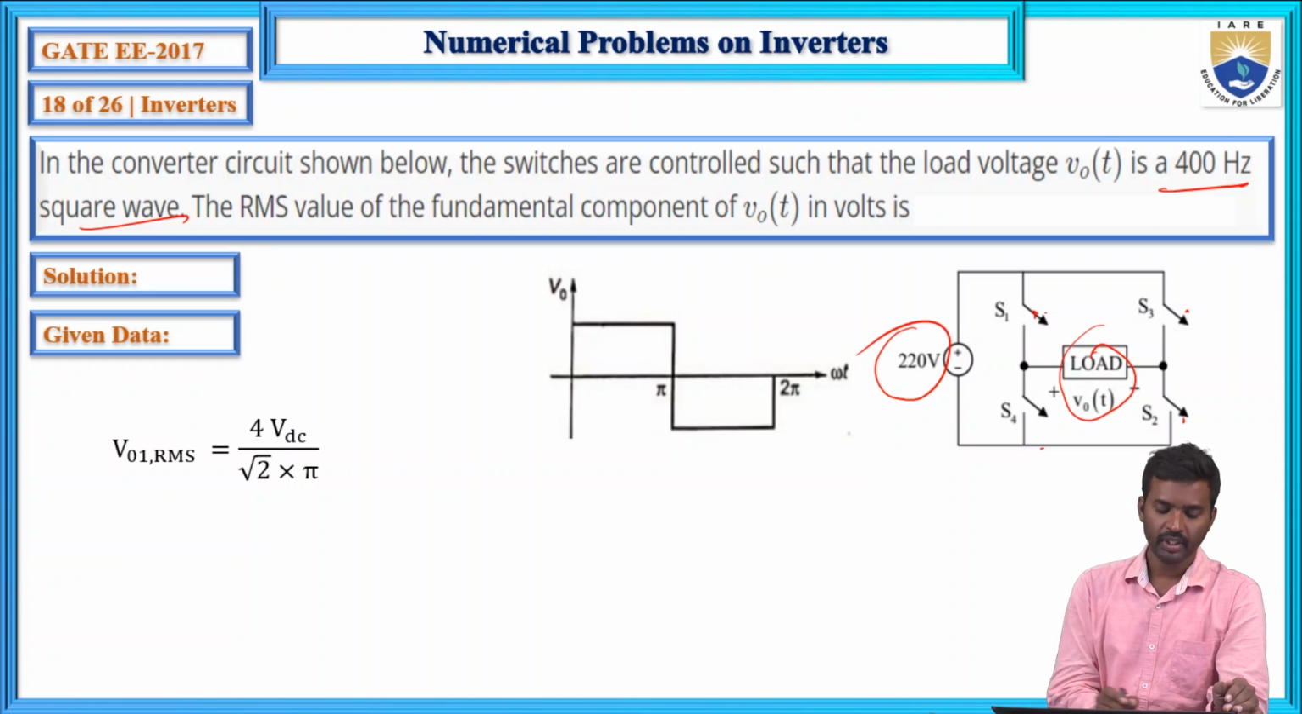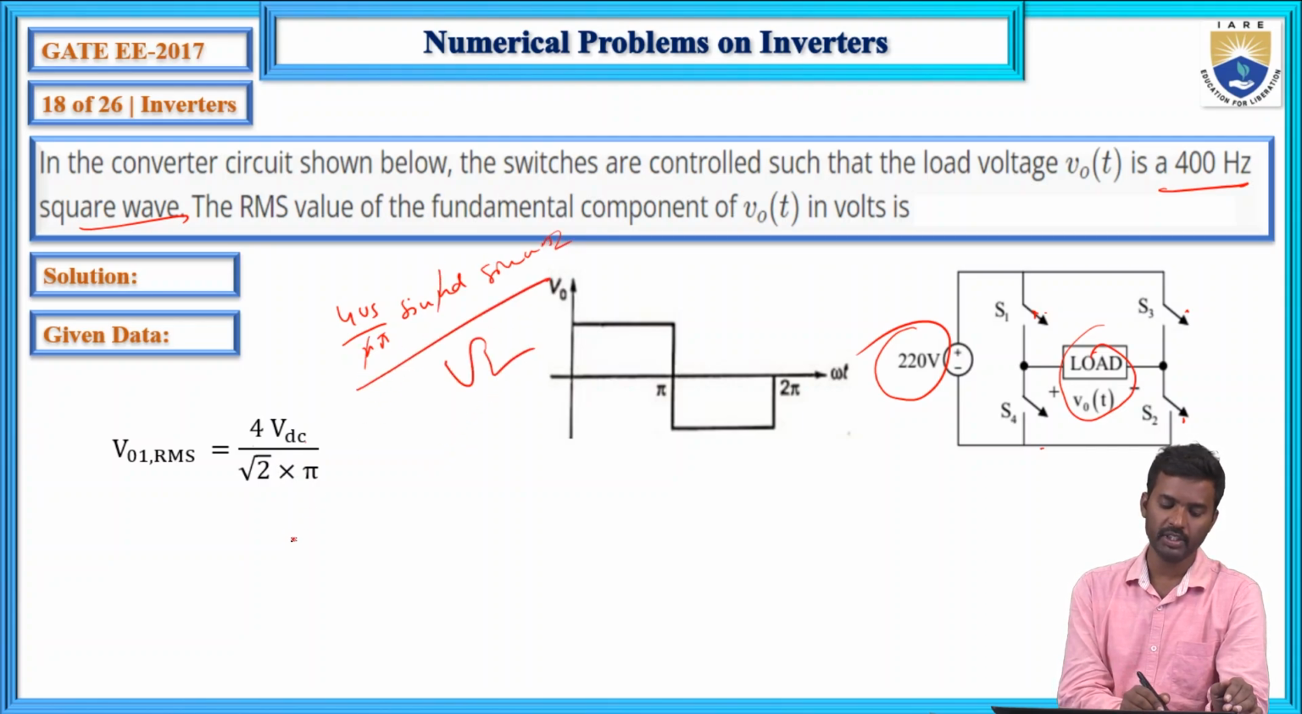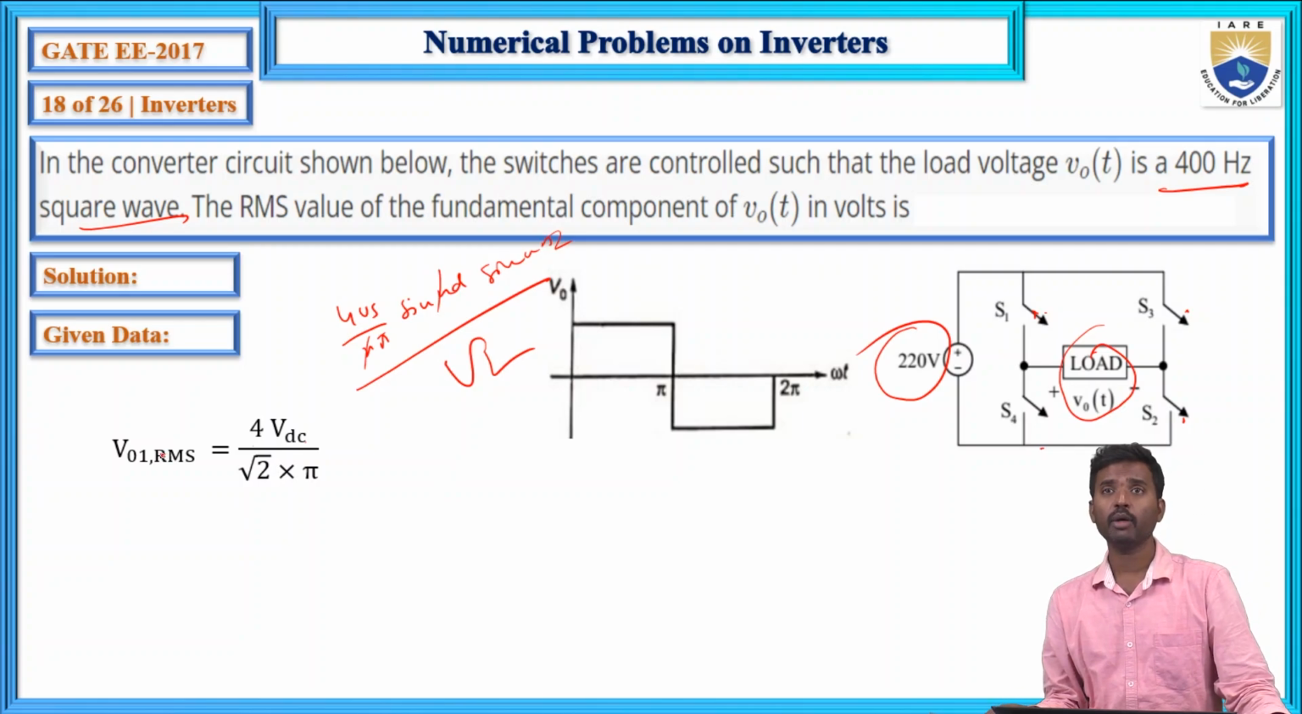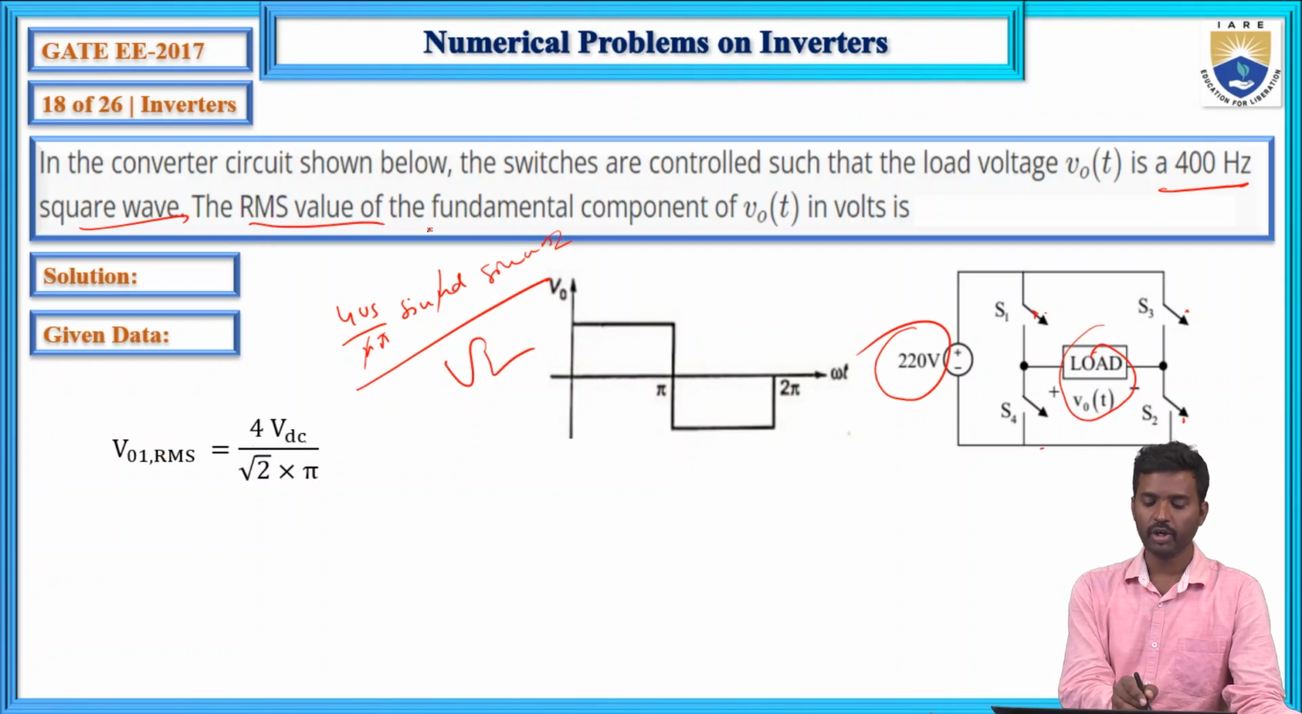So now 4 VDC by n pi, sin nd, sin n pi by 2. Here n equals 1 means the fundamental component, and dividing by root 2 means the RMS value. So the RMS value of the fundamental component of output voltage is 4 VDC by root 2 by pi.